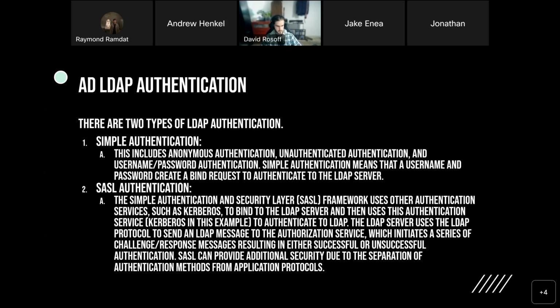This uses other authentication services such as Kerberos. So, for example, it will allow you to do Kerberos authentications through LDAP, where you would initially try to authenticate somewhere, and then on the back end, the LDAP server is going to use LDAP to send a bunch of messages back and forth between the required authentication protocol. And eventually that'll result in either successful or unsuccessful authentication. We're not going to get into exactly how it works, although it is pretty interesting if you want to research it a little more.